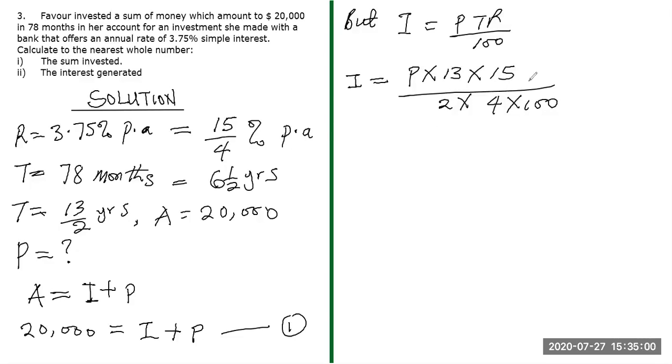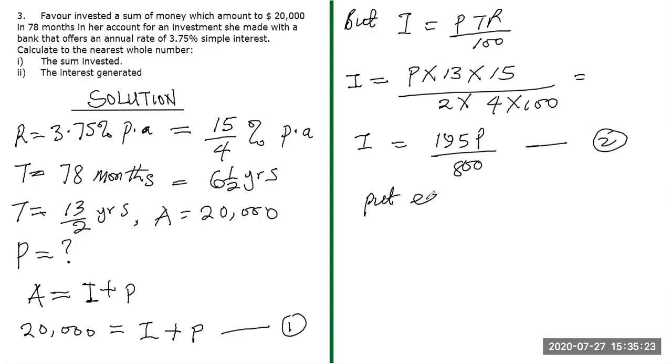So when we simplify this, we are going to have I equals 195p over 800. So this is our equation 2. Okay, so we now put equation 2 into equation 1.